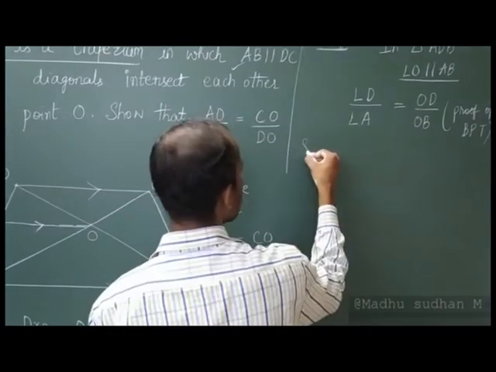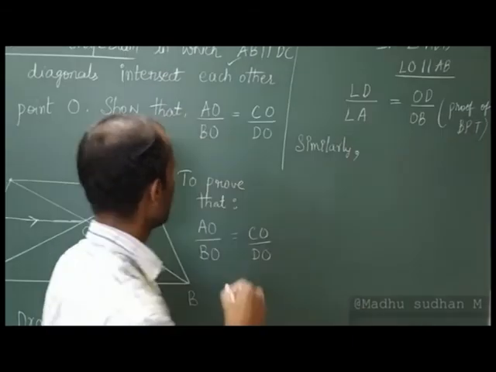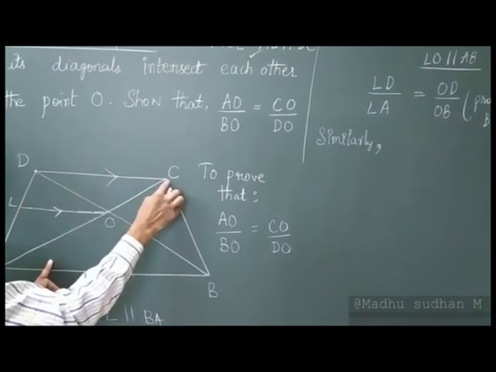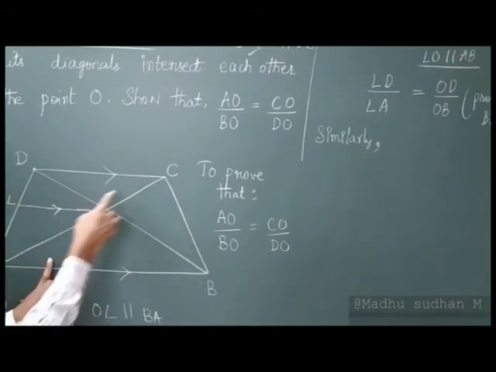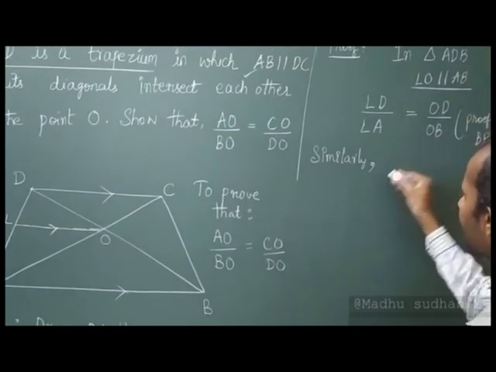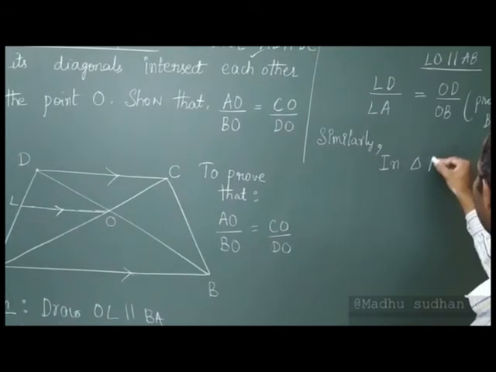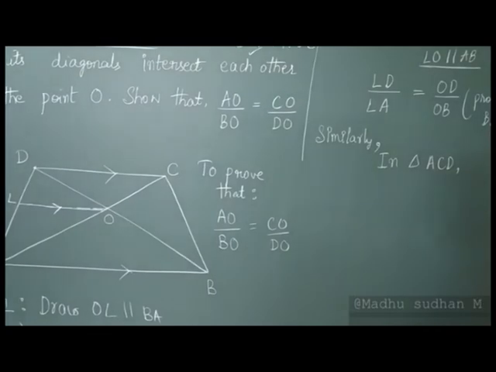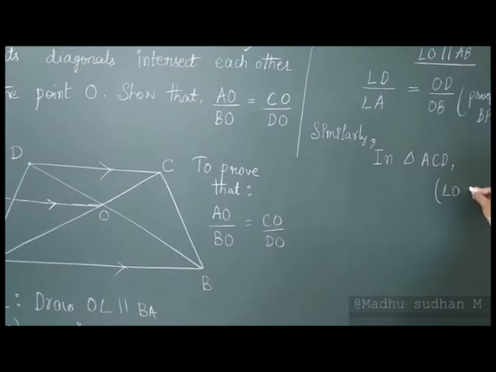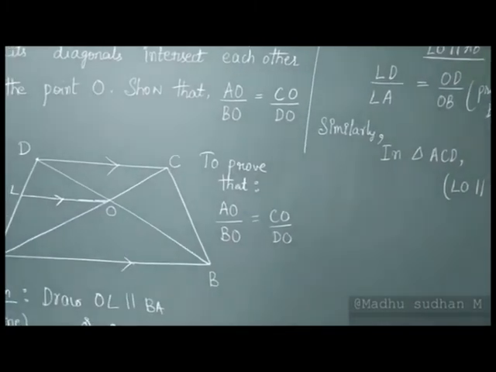Similarly, I can write. So can we find this line parallel to this side? So let me consider the same triangle ACD now. ACD. So we had considered ADB. So now let us consider similarly triangle ACD. In triangle ACD, what is the condition again? LO is parallel to DC now. LO is parallel to DC.